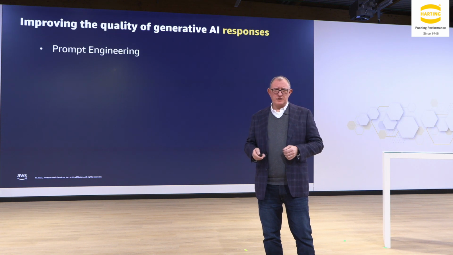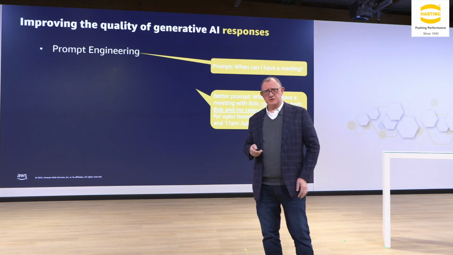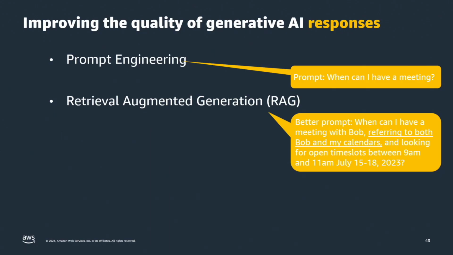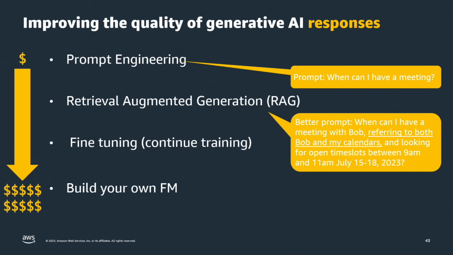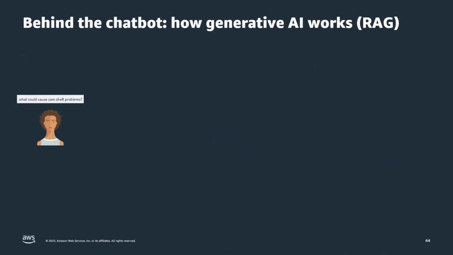So here's how you can improve responses. People worry about Gen AI making up things, right? Most people by now understand prompt engineering. A prompt is just a question. Hey, when can I have a meeting? You ask a bad question, you get a bad answer. So a better question is, hey, when can I have a meeting with a particular person, looking at our calendars? Looking at our calendars is an example of accessing other information.